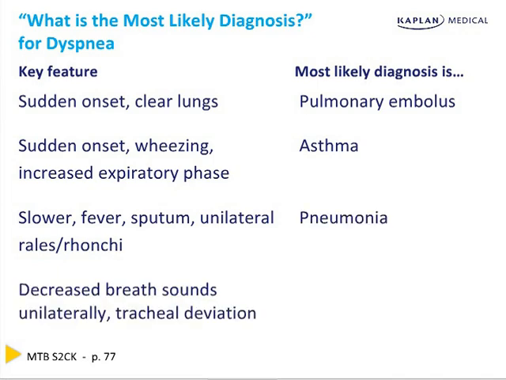Now, decreased breath sounds on one side with tracheal deviation. The most likely diagnosis is pneumothorax. Get a chest x-ray. Put a needle in the chest tube, pneumothorax.